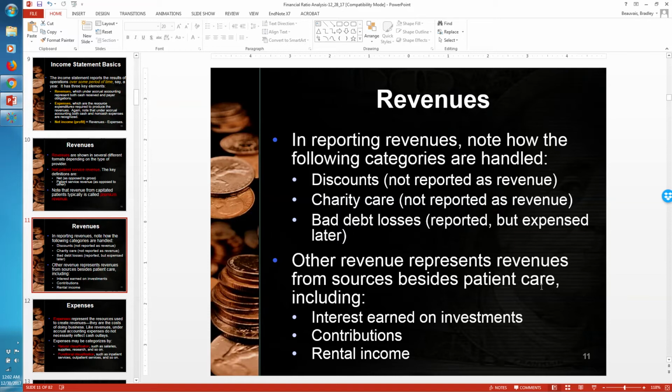Other revenue represents several of the issues that I spoke of before, the gift shop, parking structure, dining facility operations, but can also speak to issues of interest earned on investments, any sort of contributions that come into the organization from donors, as well as rental income and many others. These are just a few of the examples.